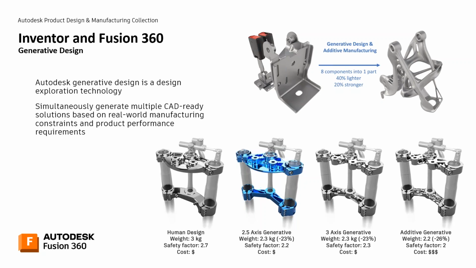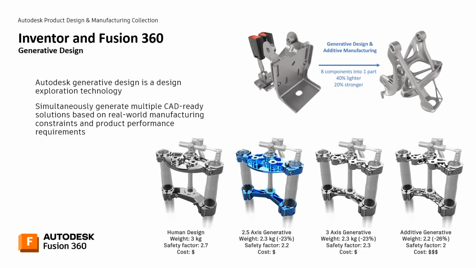Well, think of it a different way. Think about the human design on the bottom here. You know, this is a weight of 3 kilograms. It's got a safety factor of 2.7. You can actually run simulation with the generative design, and it has a certain cost to it. Well, if I go through a generative design study, I can tell it to use manufacturing techniques, like milling techniques, to generatively design this to reduce my weight, but also maintain my safety factor. So not turning things into a bird's nest, but making my actual design work more efficient and more effective, right?